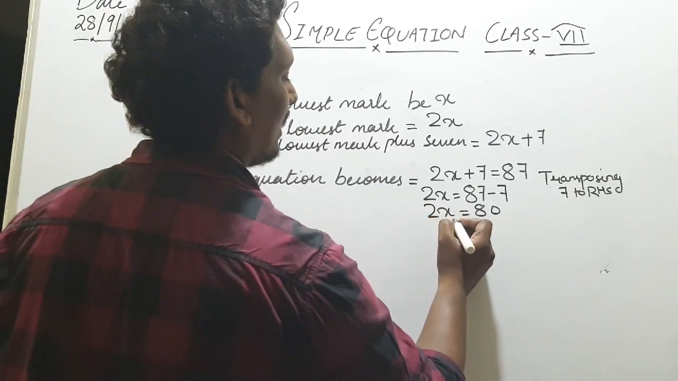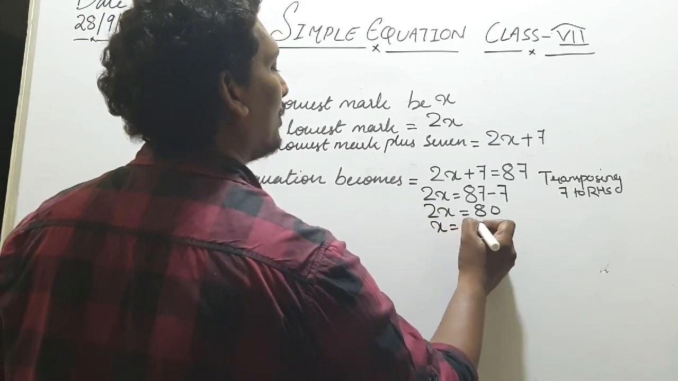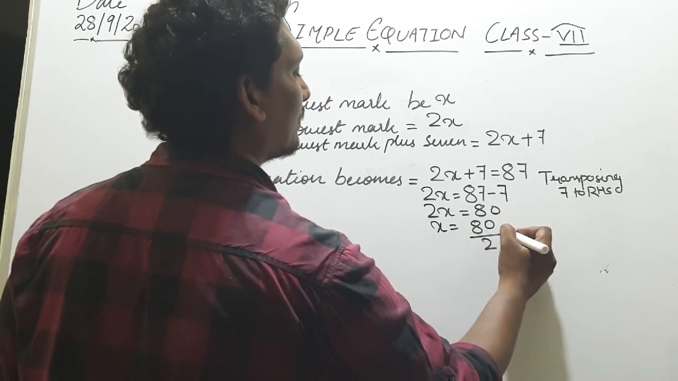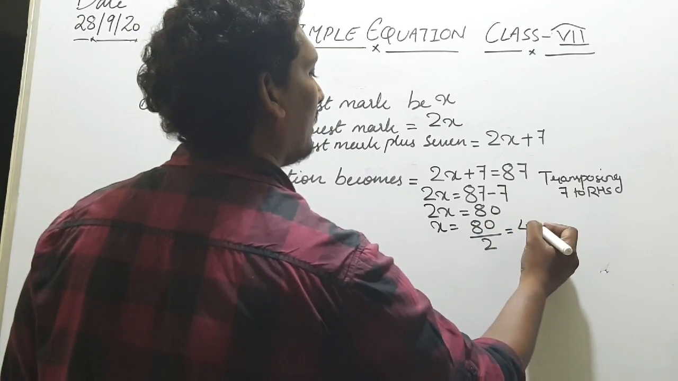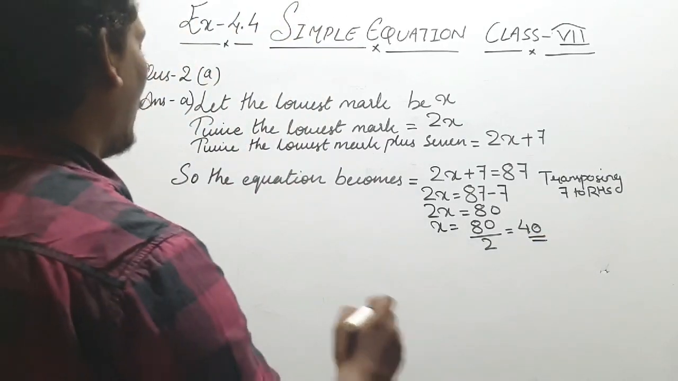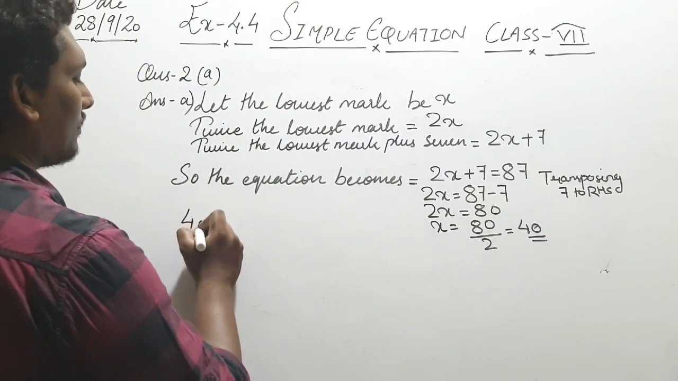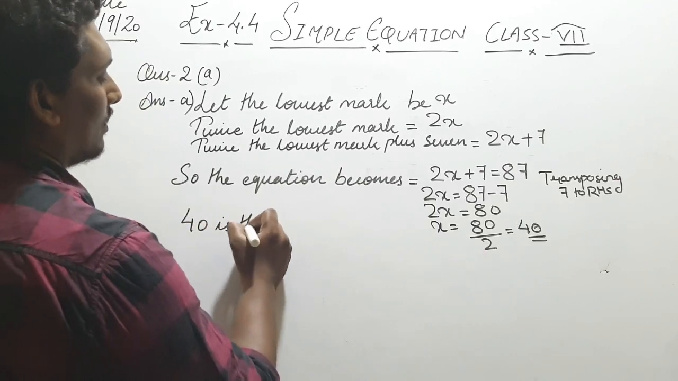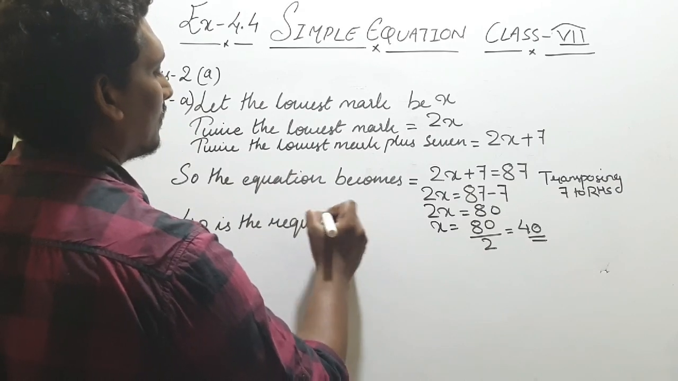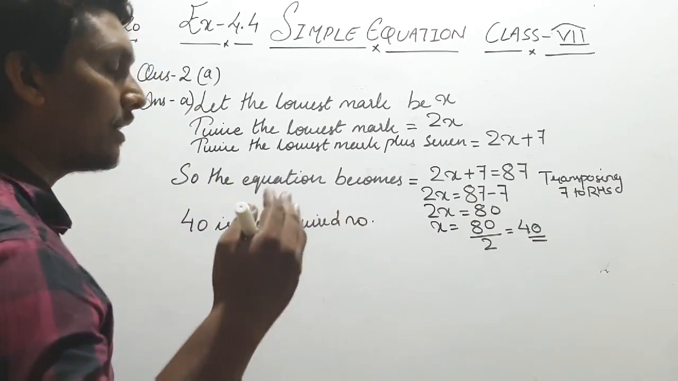Now we have to find the value of x. x is equal to 80 by 2. When we cancel this, we get 40. So 40 is the required number.